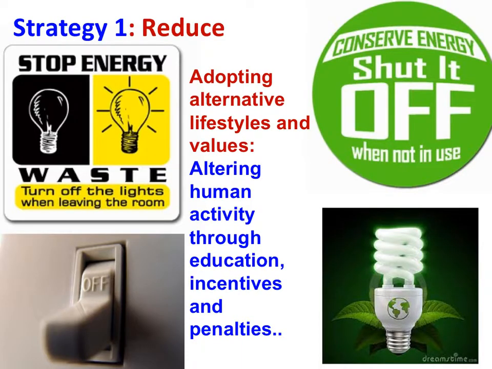Strategy 1. Adopting alternative lifestyles and values. Altering human activity through education, incentives, and penalties. Can we reduce our use of energy, reduce the energy produced through the burning of fossil fuels? This would reduce the amount of carbon dioxide we release into the atmosphere. And in this slide, you can see images of mitigation strategies that we can employ to reduce the impact of climate change.